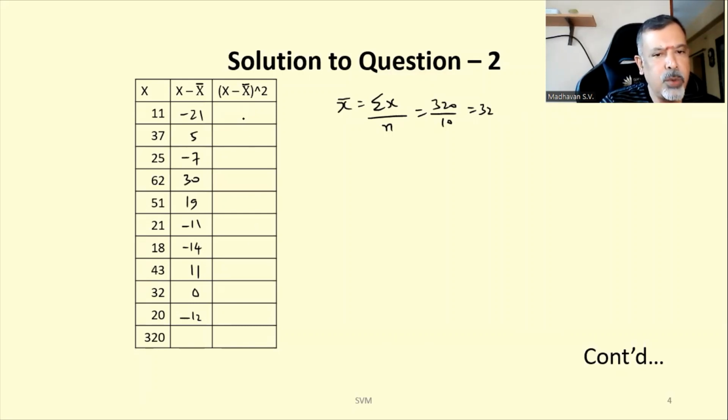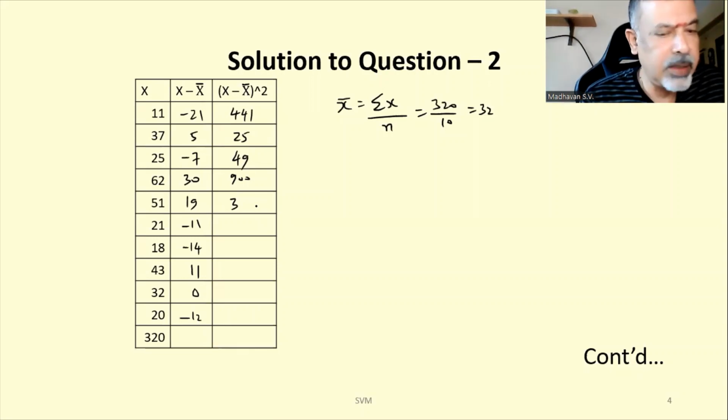Now we need to square each of these values. Negative 21 squared becomes 441. This will be 25. This will be 49. This will be 900. 19 squared is 361. 11 squared is 121. 14 squared is 196. This is 121. This is 0. This is 144. If we add all of these up, we get 2358.